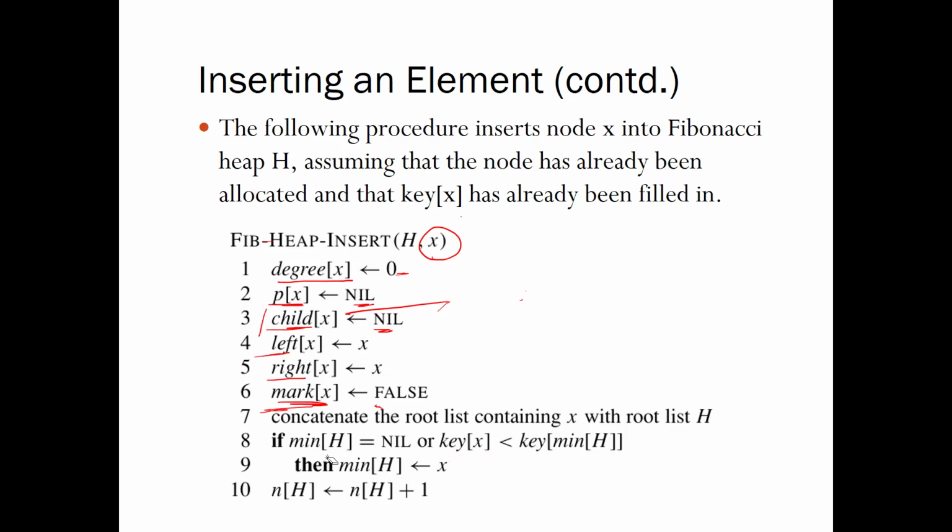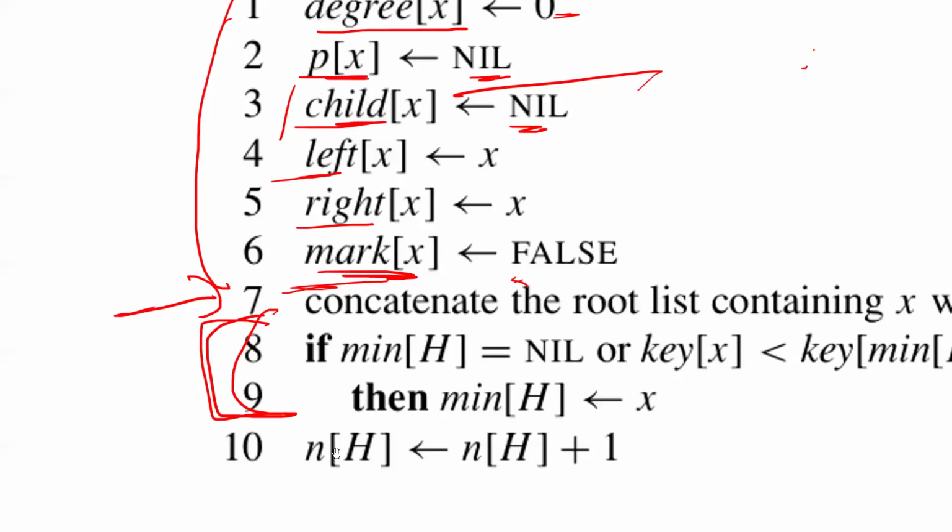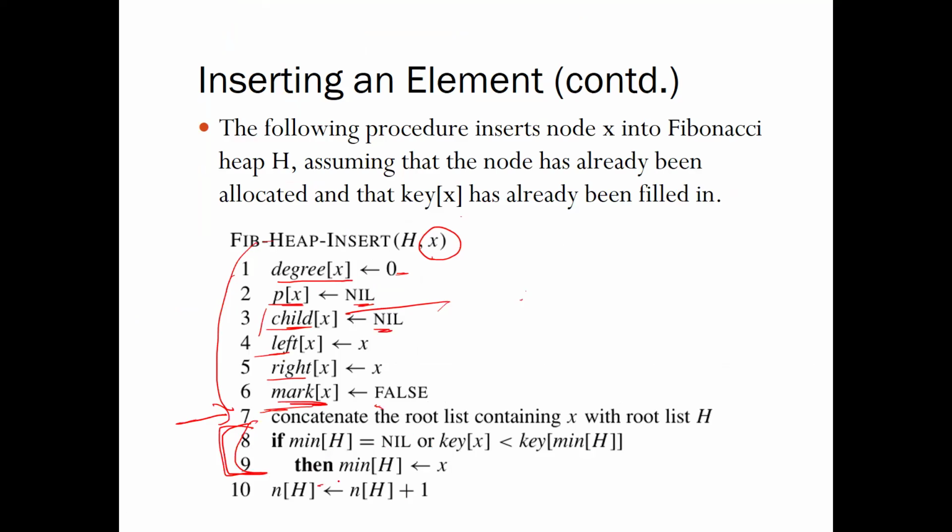So that is one case. Special case: you have to check steps 8 and 9. So what are steps 1 to 6? Initialize everything, bring it to the root list. When you bring it to the root list, also check whether it is an empty tree or the newer value is lesser than the existing min, then reassign the min pointer. And the last step is a common step. What is this? N of H is incremented by 1.